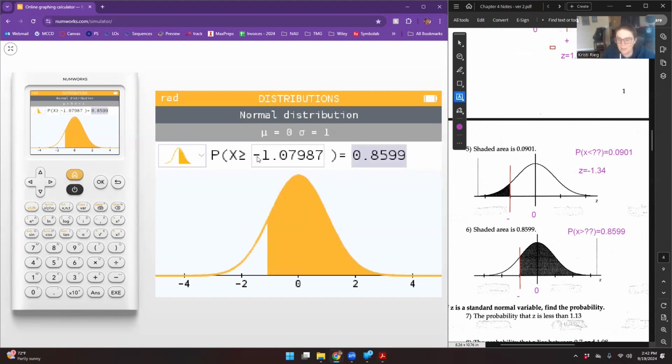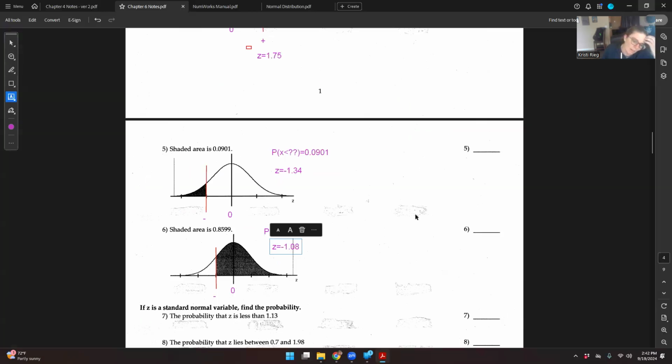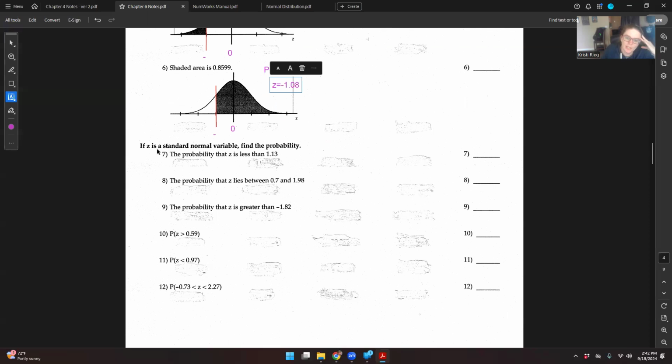And here's my z, and it's negative as expected. So z equals negative 1.08, rounding to 2 decimal places. Cool. All right, last but not least, we have this section right here, 7 through 12.